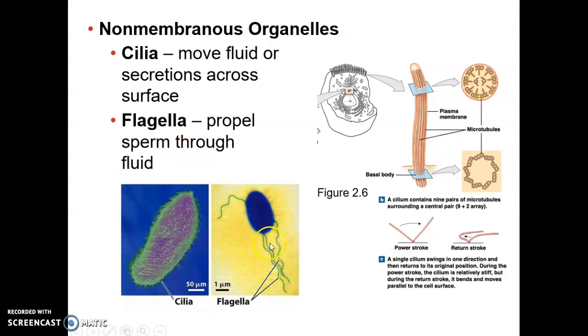Flagella is essentially a very long cilium. Structurally, internally, they're very similar. The difference is that they're very long, and usually cells that are flagellated are mobile, and the only human flagellated cells are sperm cells that swim through the woman's reproductive tract. Here's a picture of a ciliated single-celled organism that has cilia on it.